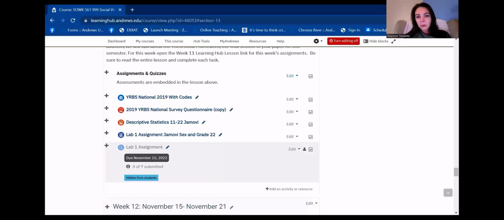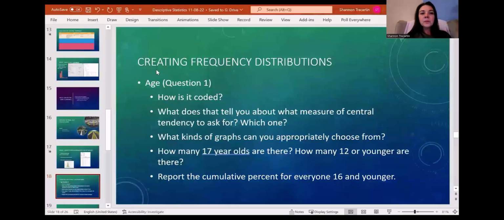So if we open up the PowerPoint, you can see this. The first part of the assignment says create a frequency distribution for age. And then the questions on that assignment say, how is it coded? What does that tell you about the measure of central tendency? Which one should we use? What kinds of graphs can you appropriately choose from? How many 17-year-olds are there? How many 12-year-olds are there? And then what's the cumulative percent for everyone 16 or younger? So I'm going to now open up the Jamovi file.